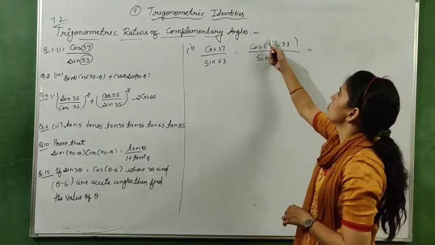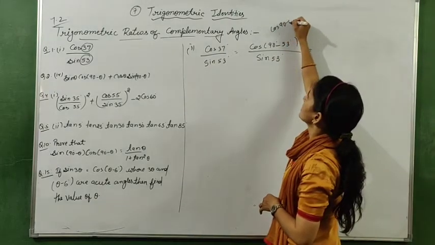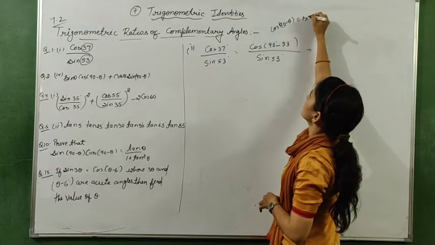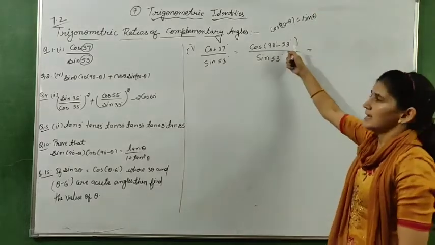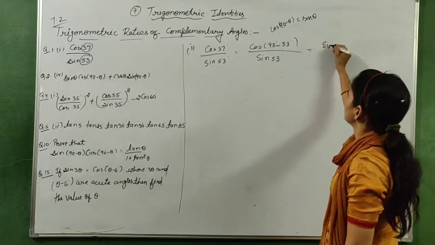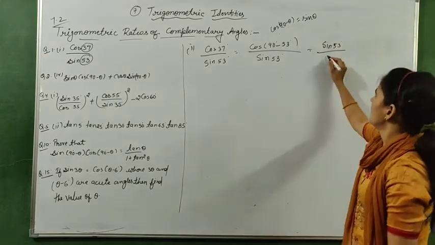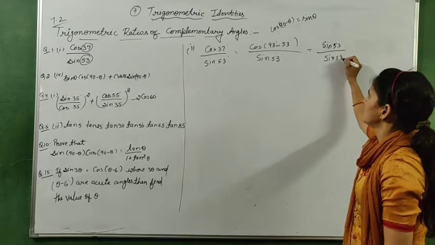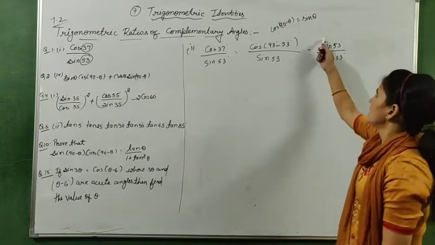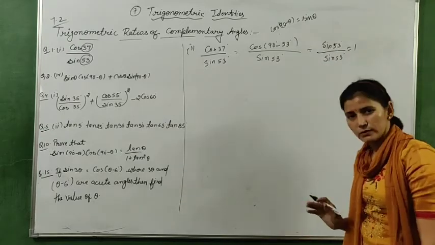Now cos (90 minus theta) is equal to sin theta, and in this theta is equal to 53 degree, then cos (90 minus 53) degree is equal to sin 53 degree. And the denominator is sin 53 degree. So sin 53 degree upon sin 53 degree is equal to 1.